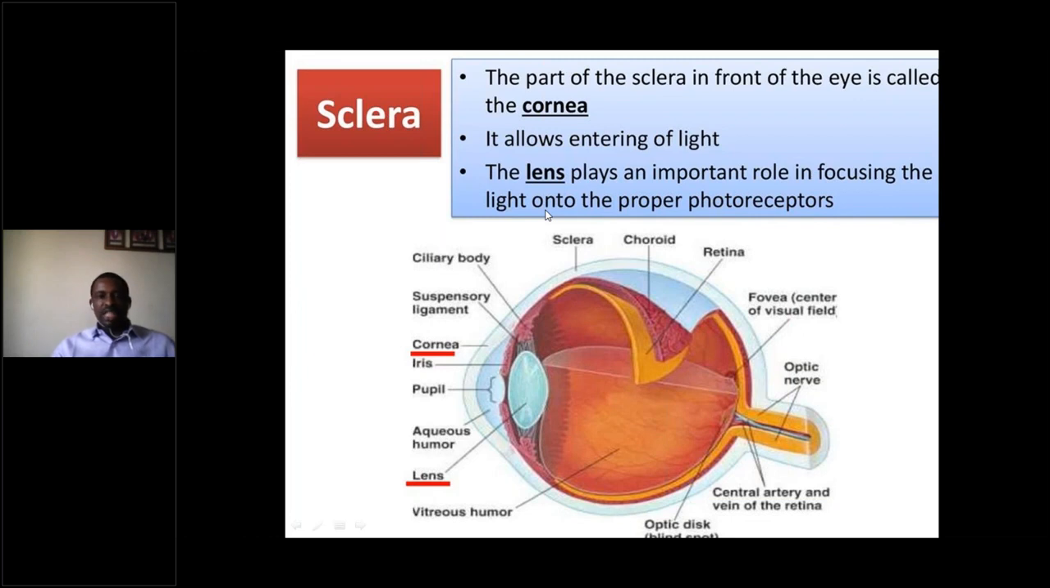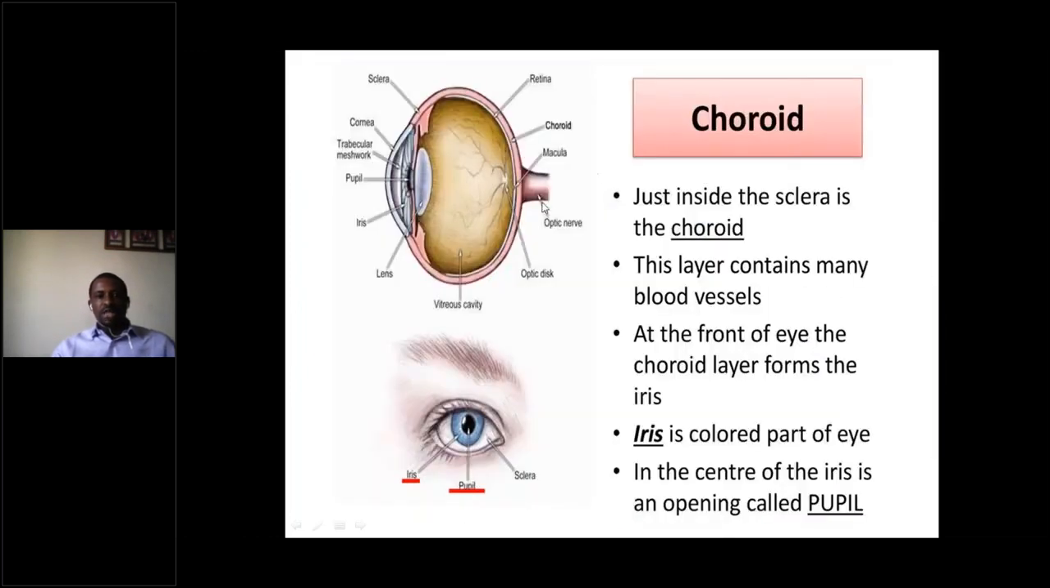So that's the sclera. We say there is the sclera, there is the choroid. So let's look at the choroid. Okay, so the choroid is this pink colored area. Just inside the sclera is the choroid. From the color you will know that the choroid has blood vessels. It contains a lot of blood vessels. So at the front of the choroid layer is the iris. This is the choroid. Here is the choroid. Then this is the front of it.